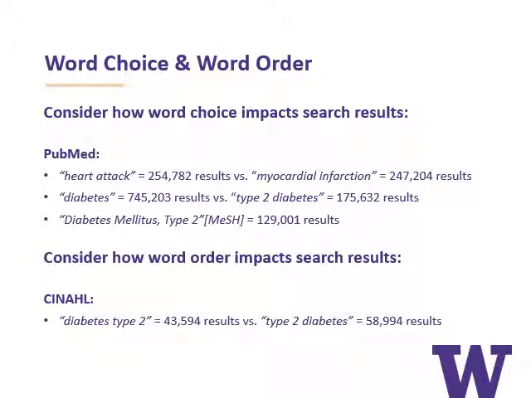Both your word choice and your word order can impact search results. Here you can see how search results were impacted in PubMed and CINAHL. If you're not getting the results that you need, or you're finding unexpected or irrelevant results, take a moment to review your word choice and your word order. This is why your search will evolve as you go.